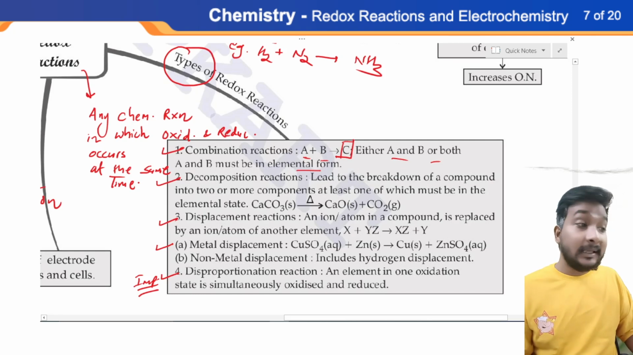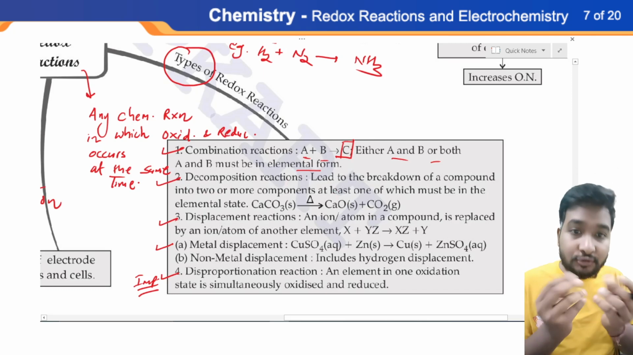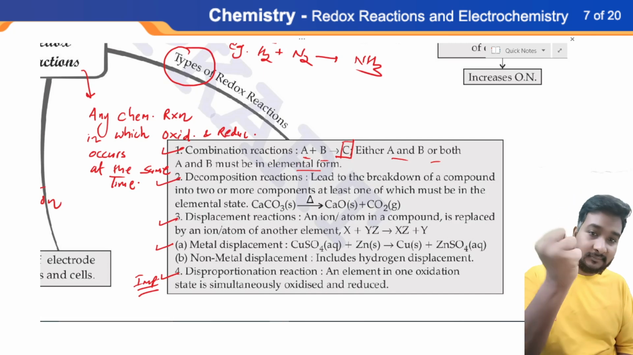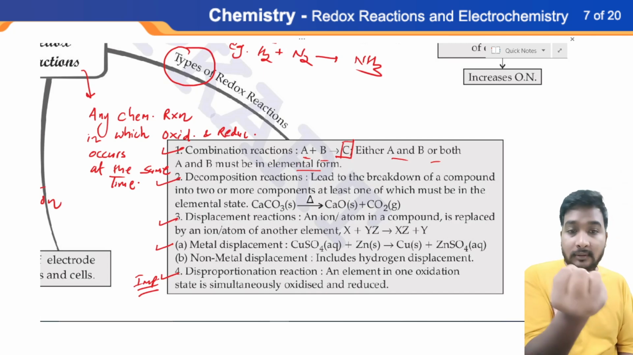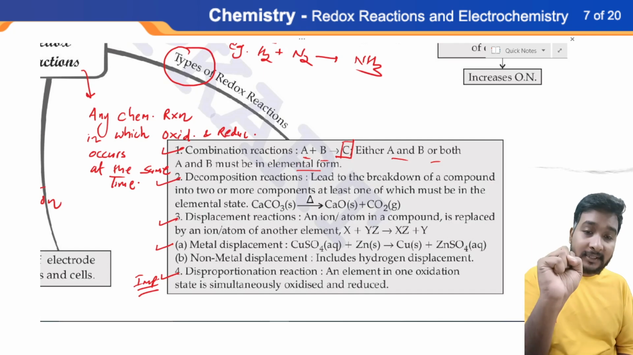Similarly, the decomposition reaction. Combination means combining; decomposition means dissociation. One complex molecule disintegrates into simple molecules. Look at my hands. This is my hand, a closed hand. This is a compound molecule. But if I open my hand, it will divide into five fingers. It's a very simple example my professor gave in my college. Fingers to hand is a combination reaction, but hand to fingers is a decomposition reaction.